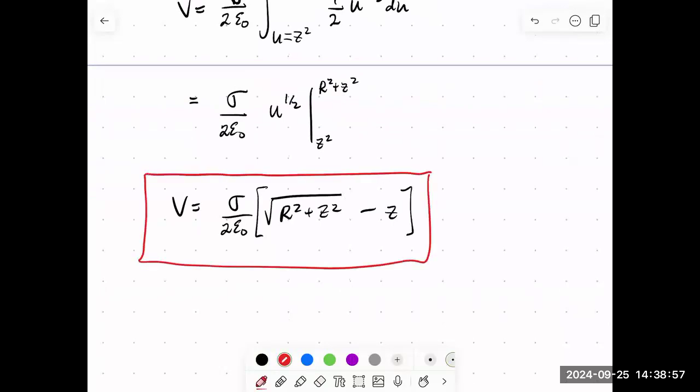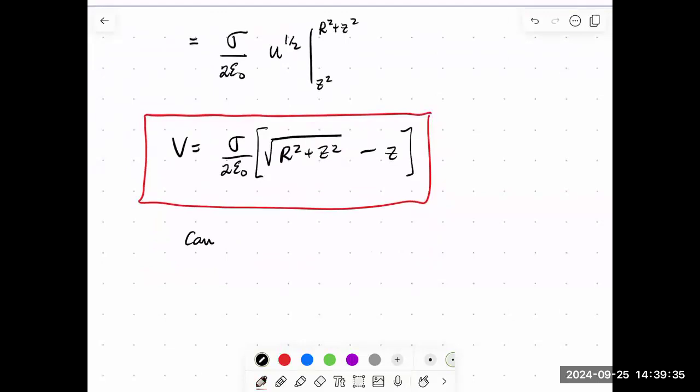And we can check that it has the right sort of features. The kind of feature that we would expect is we've always set so far the potential to be 0 when we're infinitely far away from the source. So if we set z equal to infinity, we get the square root of r squared plus z squared. If this is infinity, that's just going to be z squared, square root is z. And so we'll get z minus z, and so it vanishes as z goes to infinity. So that's a good sign.